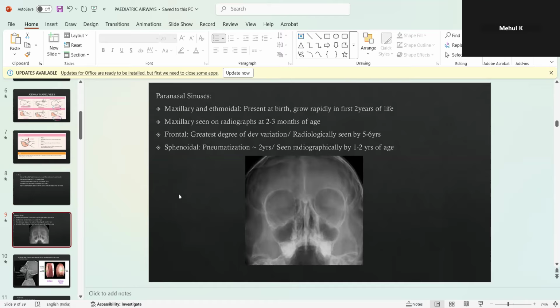Frontal shows the greatest degree of developmental variation in terms of pneumatization of the sinus. It is radiologically seen by 5 to 6 years of age. The sphenoidal sinus pneumatization is done by 2 years of age, and it is seen radiographically by 1 to 2 years of age.